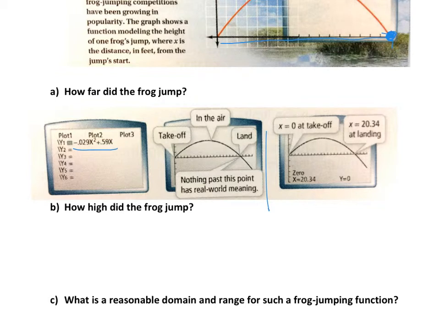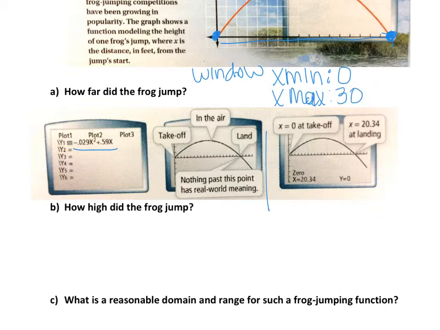Now, you're going to have to adjust your window because since we're talking about a real world problem, most likely your windows are going to need adjusting. So my x min, if you will go in and change that to 0, then that will set this to where we only see from here on. And then x max, for the sake of this problem, it will be different for every other problem you do, but for the sake of this problem, set it to 30.